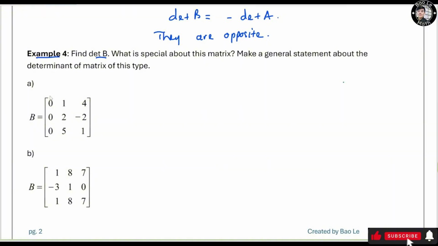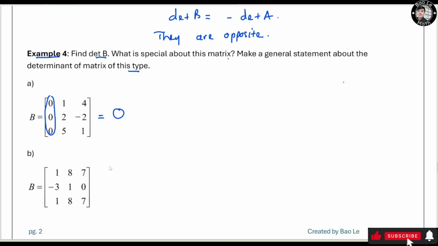Now observe that the elements in the first column of the matrix B are 0, right? So the answer must be 0. What is special about this matrix? The special thing about this matrix is the elements of the first column are 0, right? Make a general statement about the determinant of a matrix of this type. The answer is always 0, right?